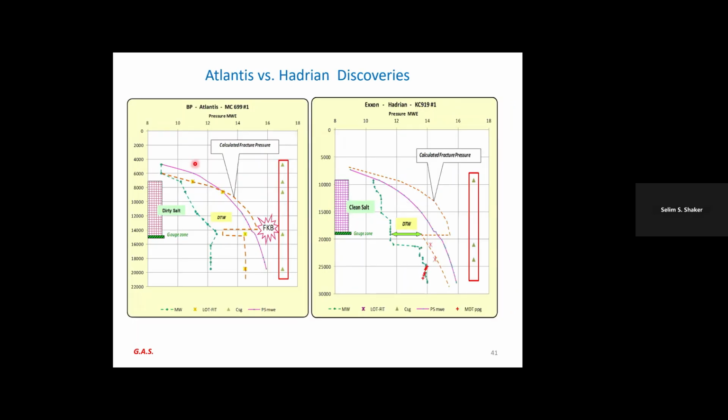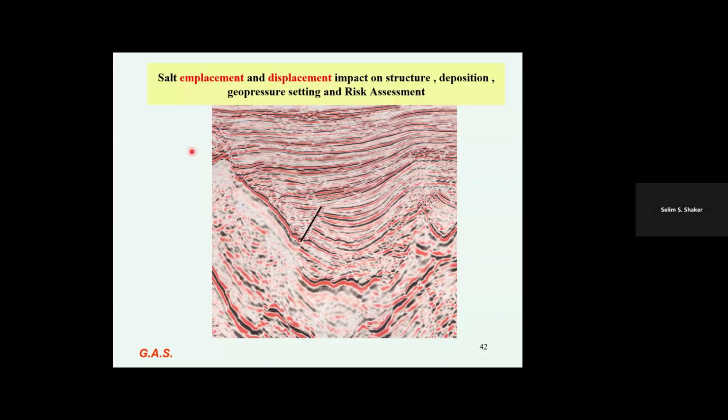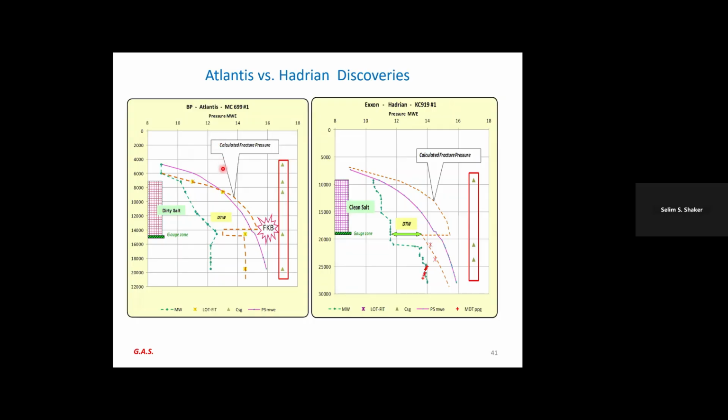This is another case in the Miocene between Atlantis, which is produced by BP, and the Exxon Harden. Atlantis is a drilling terrace that's very narrow, and they lost circulation several times. Here is Harden, it was easy to drill with no trouble. So this is the bad, and this is the good.